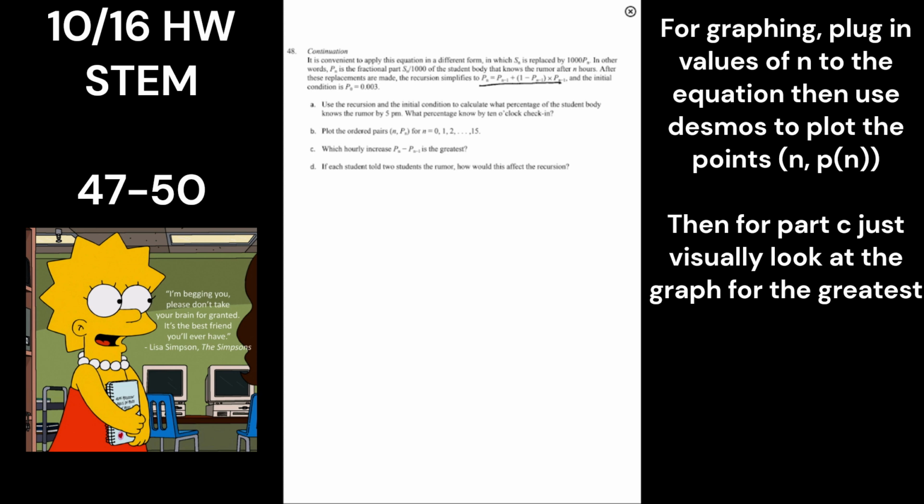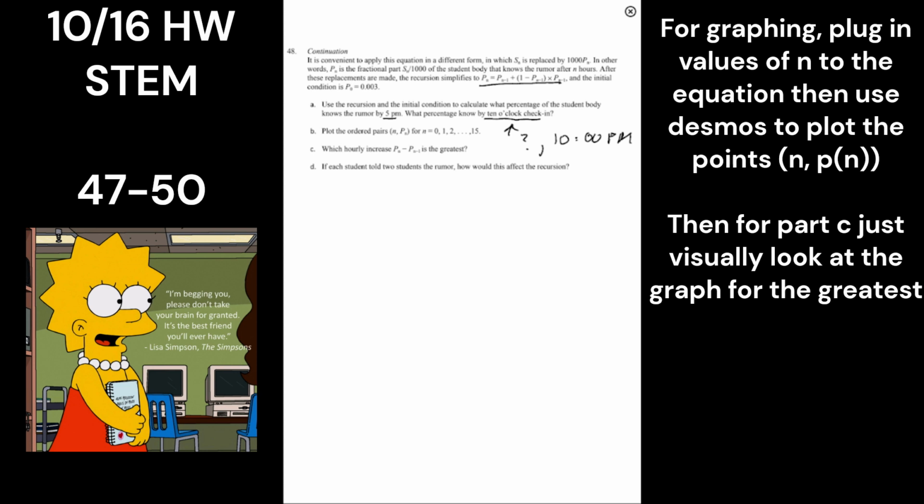for A, it's asking you to find out the percentage of the student body who knows the rumor by 5 p.m. And then they also want to know by 10, it says 10 o'clock, which I'm going to put a question mark. I'm going to make an educated guess and say that's 10 p.m. And then what percentage know by 10 o'clock?